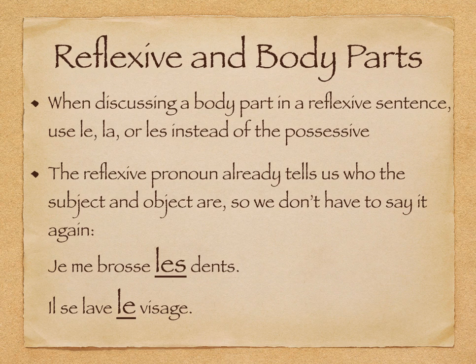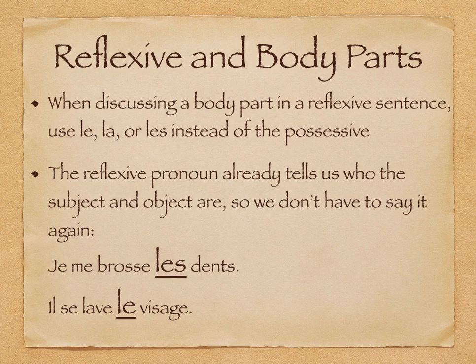Reflexives and body parts. When we're discussing a body part in a reflexive sentence, make sure that you use le, la, or les, our definite articles, instead of the possessive. The reflexive pronoun already tells us who the subject and object are. In order for the sentence to be reflexive, we have to be doing it to ourselves. So it's repetitive to state, again, that it's my or your or part of a possessive. We already know who it belongs to because we know it's reflexive.